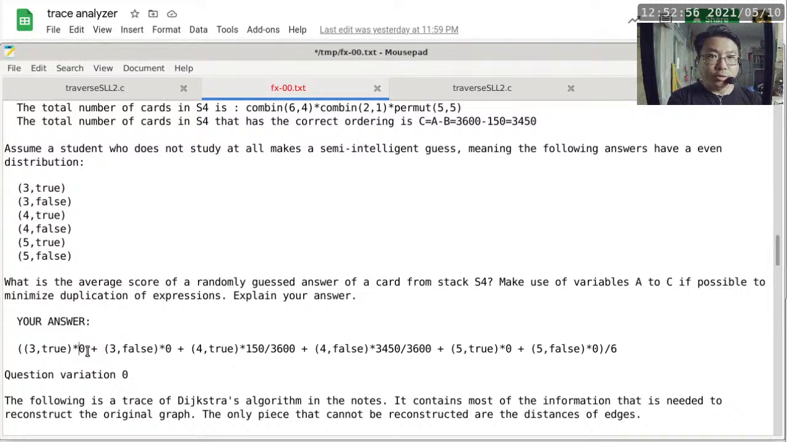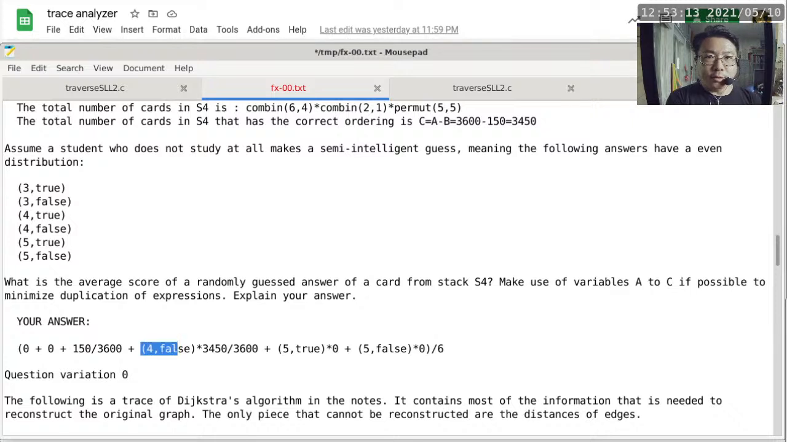So they don't really contribute to the value. So in the end, we have 0 plus 0 plus this value, which is 150 divided by 3600, and then we have this number here, which is 3,450 divided by 3,600. And yes, I know some of you are making that observation already and go like, but Jack, that just adds up to 1. Yep, that just adds up to 1. Okay, so that means we have 1 divided by 6.